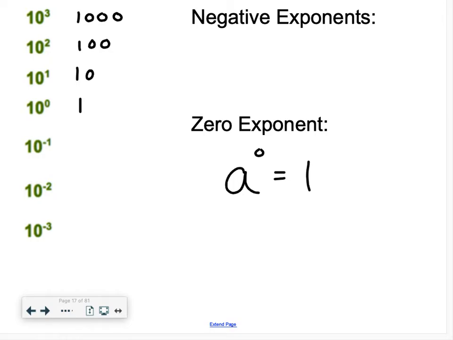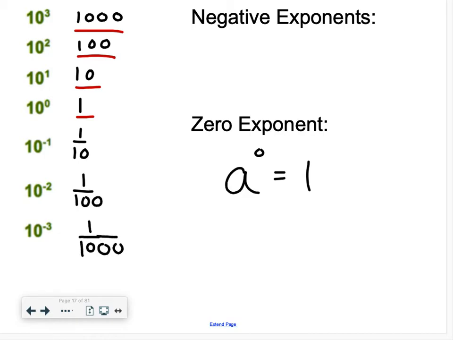Now if I carry on this pattern, go back up here: I started at 1,000, and then I divided by 10 to take away a 0. Now I'm at 100, divide by 10, take away a 0. Now I'm at 10, divide by 10, now I'm at 1. If I keep dividing by 10, well, what is 1 divided by 10? It's 1/10. And if I divide by 10 again, I'm at 1 over 100. If I divide by 10 again, I'm at 1 over 1,000.